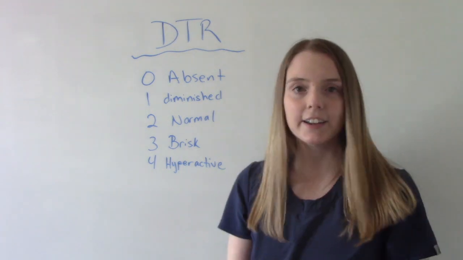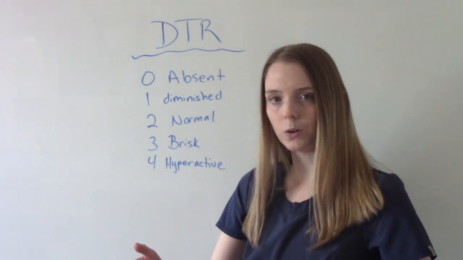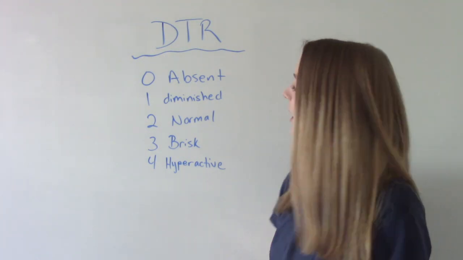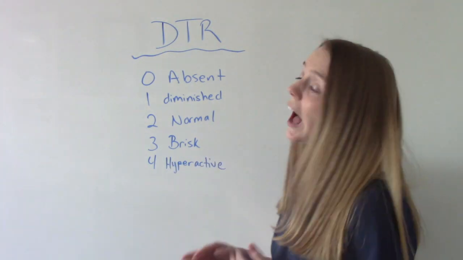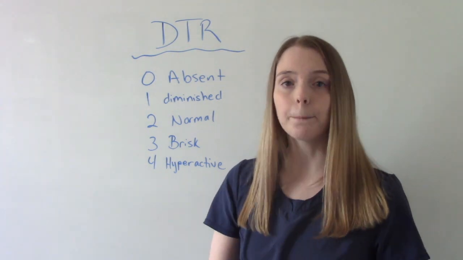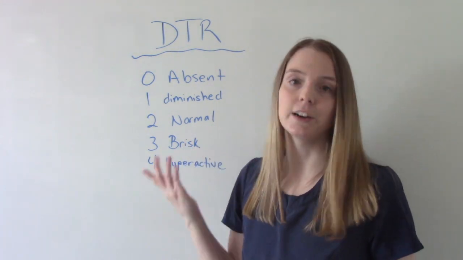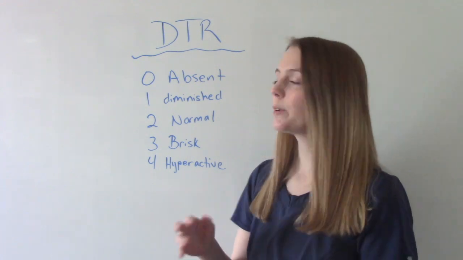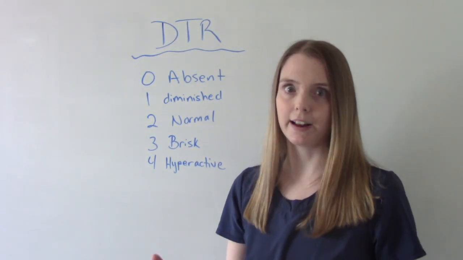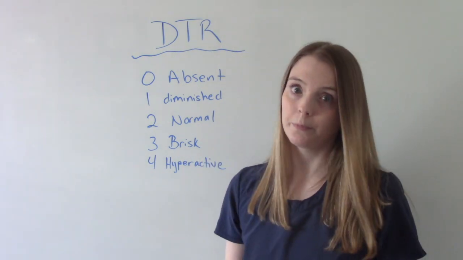1 is they have it, it's there, it's just a little slower than normal, it's diminished. 2 is normal. 3 is brisk. I do want to point out though that everybody is a little bit different, and for some people a 3 is their normal, so that's okay. 3 is not always indicative of an illness or disease or something bad happening. 3 could be their normal.